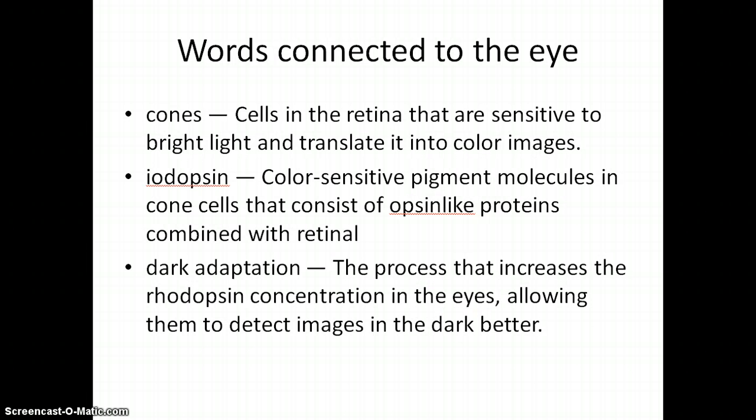Words connected to the eye are also iodopsin. Those are the color-sensitive pigment molecules in the cone cells. Dark adaptation is where the eye is able to increase the amount of rhodopsin concentration in the eye, allowing it to detect images in the dark better, and that has to do with night blindness or a deficiency.